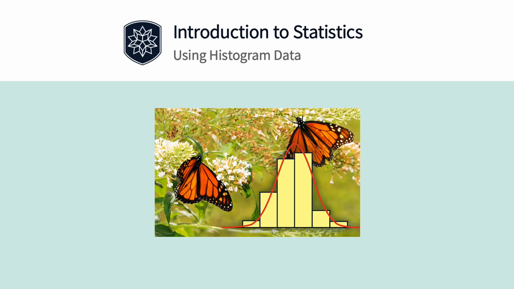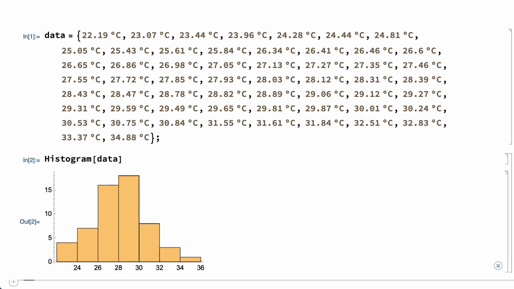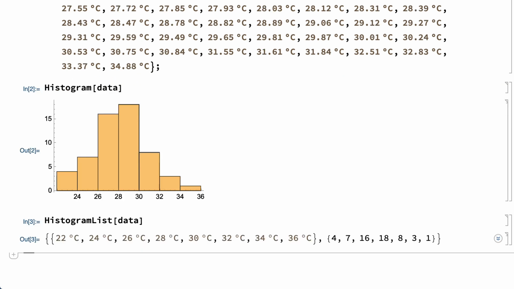For the not uncommon situation where the counts or fractions that come up in constructing a histogram are needed for subsequent calculations, there's a function called HistogramList that returns those counts and fractions as a list rather than as a chart. For example, here is some sample data consisting of a list of temperature measurements, and here's a basic histogram of that data. And this shows the HistogramList function applied to the same data.